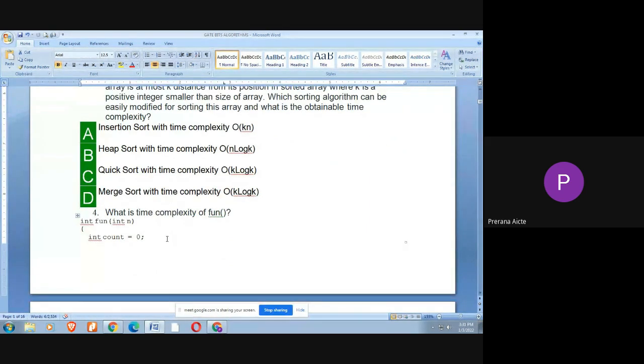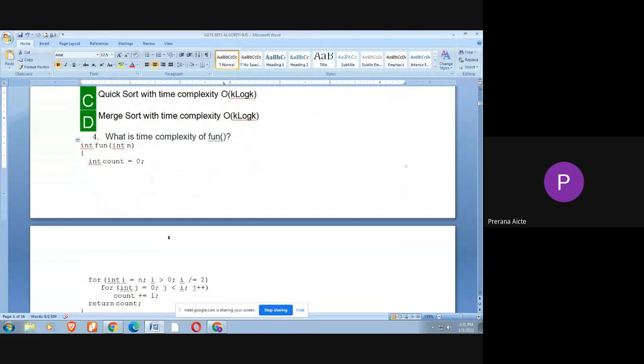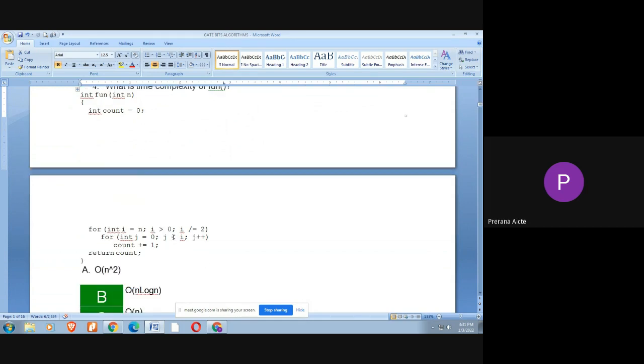Now what is the time complexity of the given function? So here some code has been given. What is the time complexity of this particular function? So a function with parameter n and count equal to 0. So here we have two for loops: for int i equal to n, i greater than 0, and i equal to i by 2. And for int j equal to 0, j less than i, j plus plus. And we are incrementing the count variable, count equal to count plus 1, and we are returning the count.